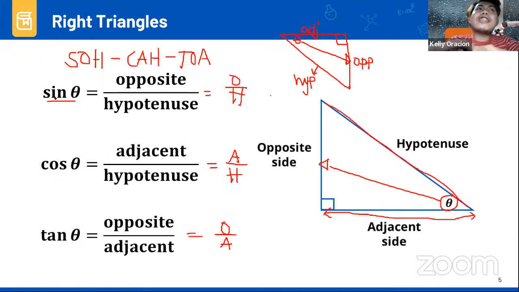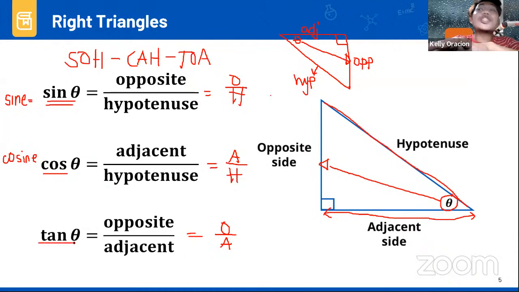So, balikan natin ito: sine. Pagbasa ni sine, hindi sin. It's sine. The spelling, the word for this talaga is sine. Ito talaga yung word niya. And for cos, it's cosine.